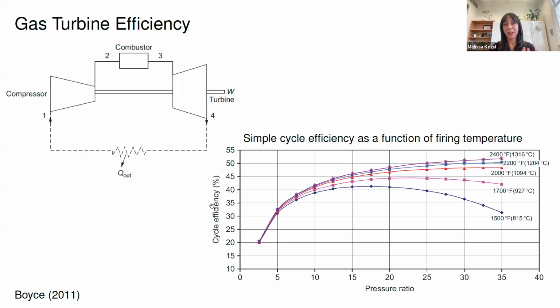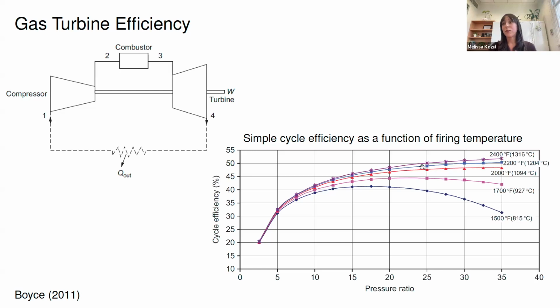The vertical axis is the cycle efficiency. And here we have on the horizontal axis the pressure ratio. And each of these curves is for higher and higher temperatures. The firing temperature, so the hottest temperature in the cycle, which is in the combustor and facing that high pressure turbine.